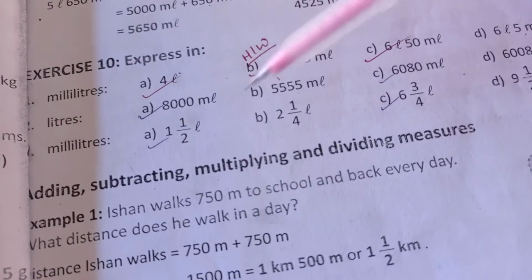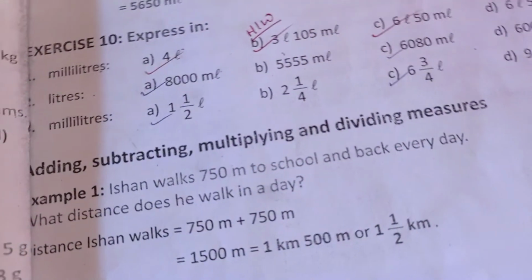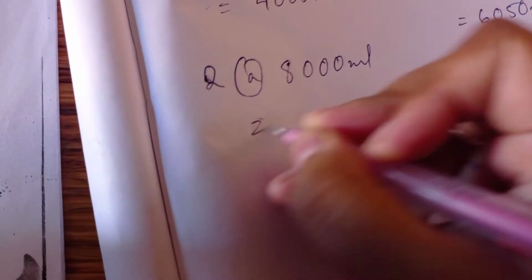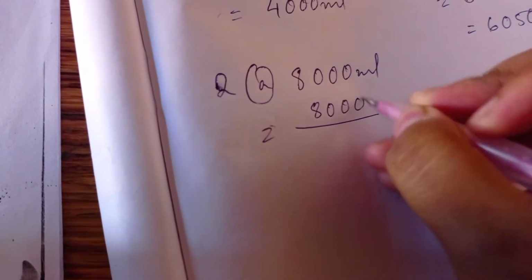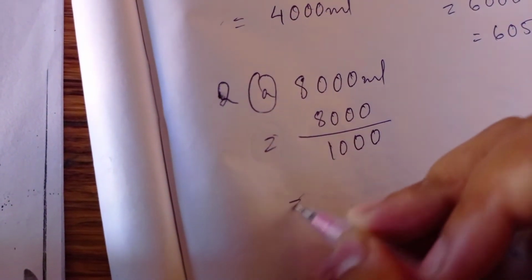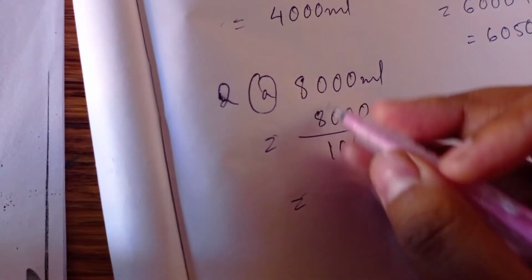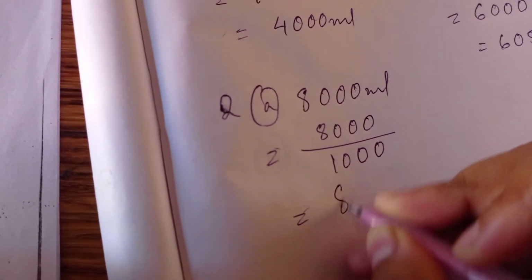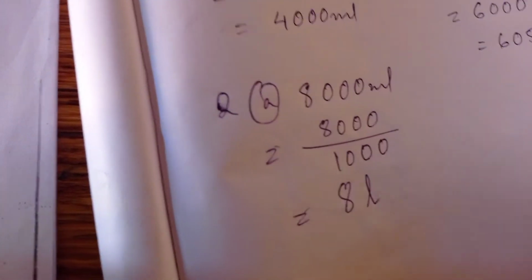In question 2 you need to do what? Ml is given, you need to convert that into liter. So milliliter to liter, you need to divide by 1000. 8000 ml is given, and for conversion of milliliter to liter you do 8000 divided by 1000. The last 3 digits from the back will be in ml, and whatever is left out will be in liter. So 8 liter 000 ml, and 000 ml means 0 only, right? So this is 8 liter.